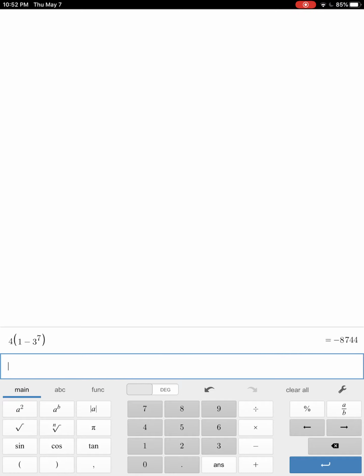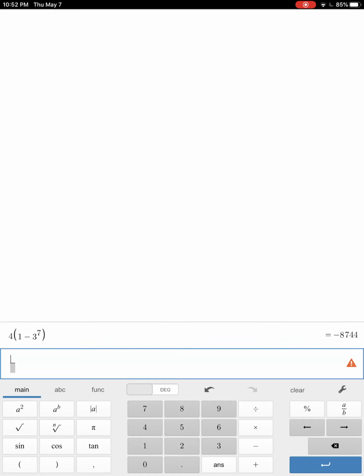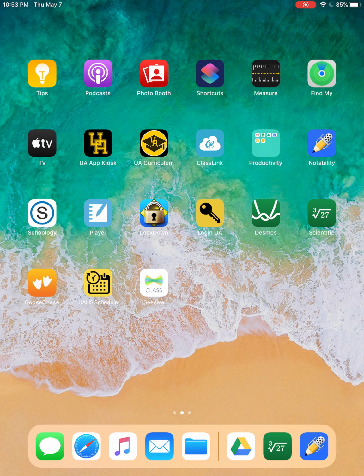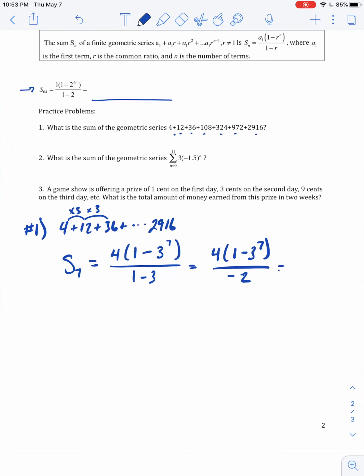So that is that big number, and then divided by, so negative 744 divided by negative 2, right? So negative 2. So 4,372. There we go. 4,372 is the sum of that series.